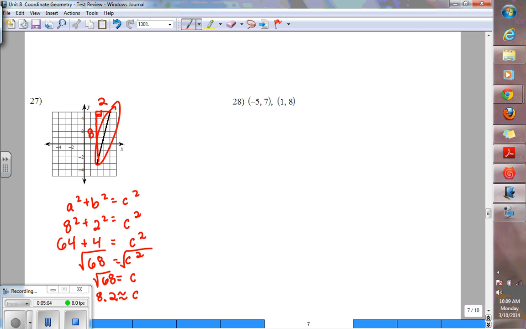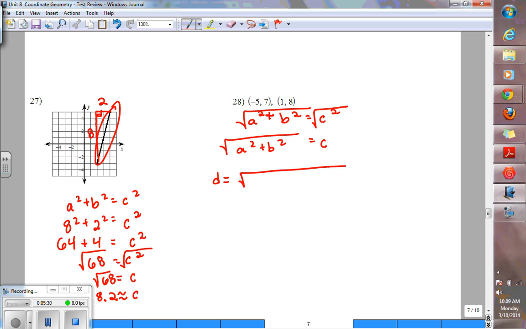Okay, over here, I need to use the distance formula. Now, I know that the distance formula is derived from the Pythagorean theorem. So if I square root both sides, I know that we've got c is equal to the square root of a squared plus b squared. And I know that I just used the sides of my slope triangle, so we're dealing with our rise and our run here. So our actual distance formula is d is equal to the square root of quantity x2 minus x1 squared plus quantity y2 minus y1 squared.